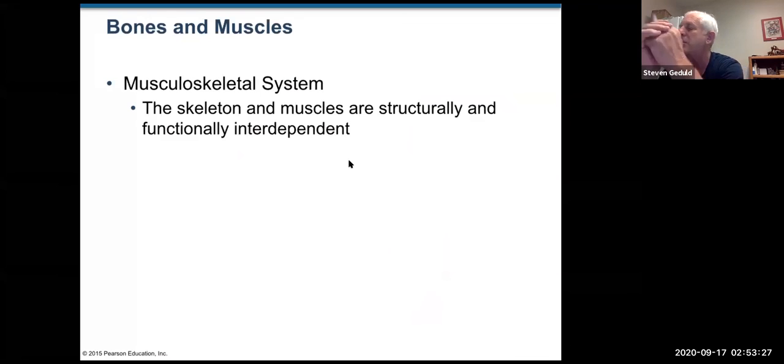So the skeletal muscles are structurally and functionally interdependent. Okay, they develop on their own and they come together and work together to form movement, but structurally and functionally they are independent of one another.